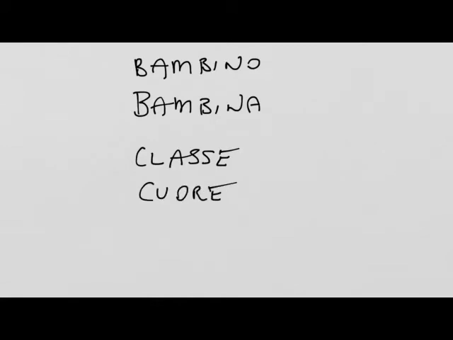Now, how do we tell the gender? Well, with bambino, bambina, we know because we have a reference in reality, in real life. But there is also a grammatical way of telling. Nouns that end with o are normally masculine. There are exceptions. Nouns that end with a are feminine. And again, we have exceptions.